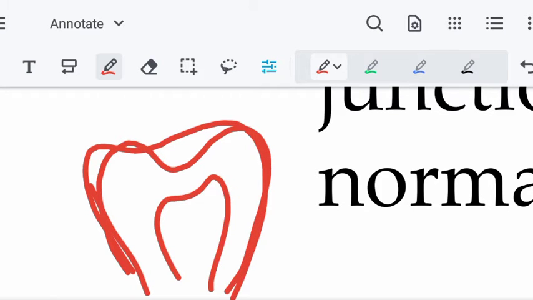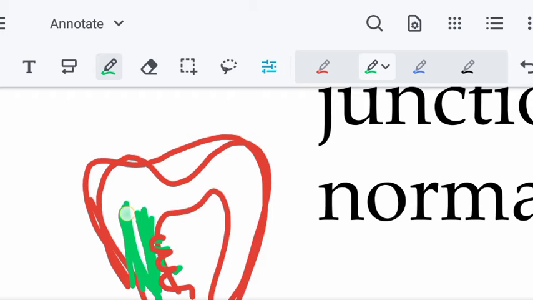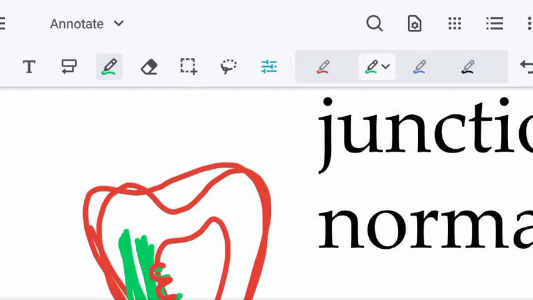This is the pulp. Near the pulp surface is predentine. Odontoblast cells are present here, near the pulp surface. This green color is the predentine. Then comes the dentine, the actual dentine. Now mineral, it is calcified dentine.